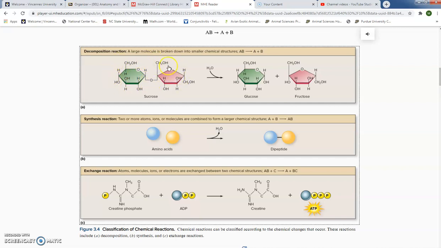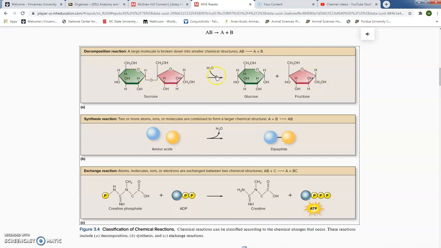Whenever that enters our intestines, what will happen to it is it'll get digested, or broken down, or decomposed. That means that this bond will be broken. When that happens, this was our reactant, and then we get two products. We'll get the glucose product and then the fructose product from that decomposition reaction.